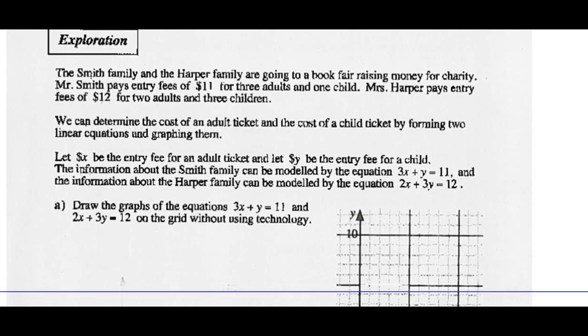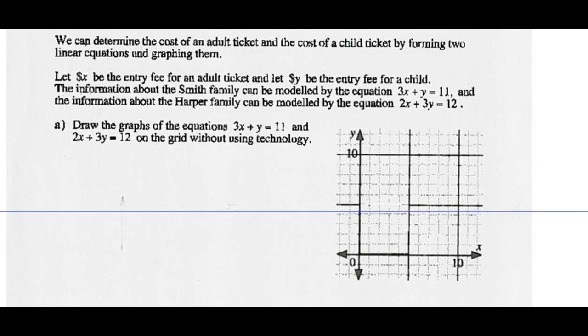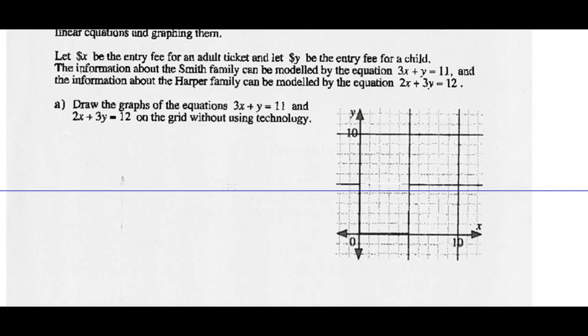The Smith family and the Harper family are going to a book fair raising money for charity. Mr. Smith pays entry fees of $11 for 3 adults and 1 child. Mrs. Harper pays entry fees of $12 for 2 adults and 3 children. We can determine the cost of an adult ticket and the cost of a children's ticket by following 2 linear equations and graphing them. We're going to let X be the entry fee for an adult ticket and Y be the entry fee for a child's ticket.